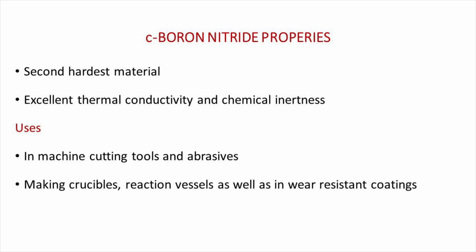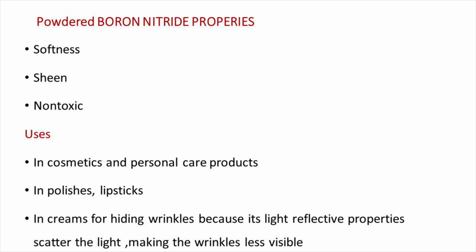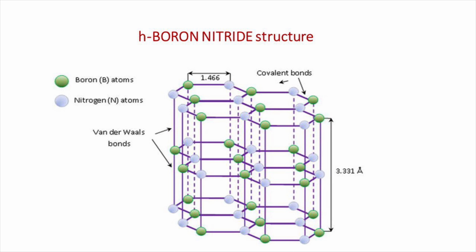The powdered boron nitride properties are soft, sheen and non-toxic. Due to the softness and sheen of powdered boron nitride, it is used in the cosmetics and personal care industries. It is also used in polishes and lipsticks. It is also used in creams for hiding wrinkles because its light reflective properties scatter the light, making the wrinkles less visible. This is the hexagonal boron nitride structure.